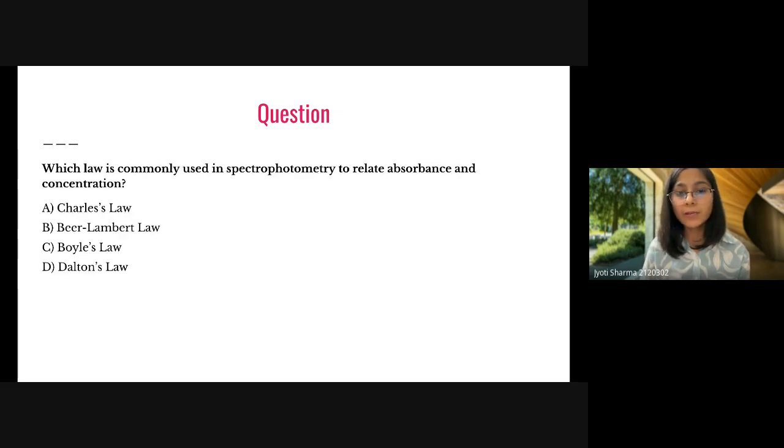Then which law is commonly used in spectrophotometer to relate absorbance and concentration? We already have talked about this. So Beer-Lambert is the law that we commonly use, because the concentration is directly proportional to the absorbance of the light that the sample will absorb. Okay, and based on that law, the principle of spectrophotometry is like this only.